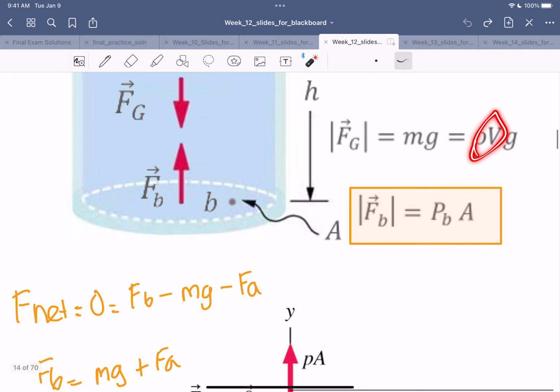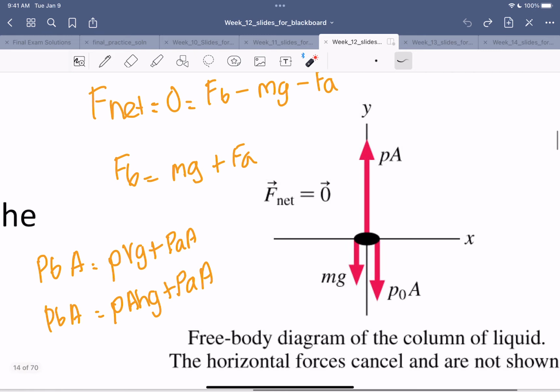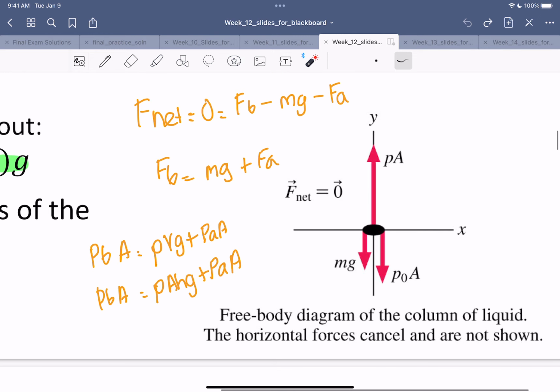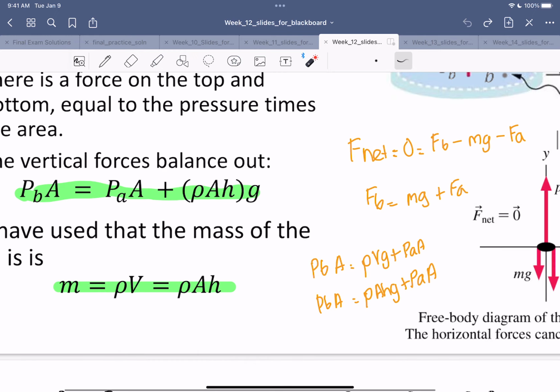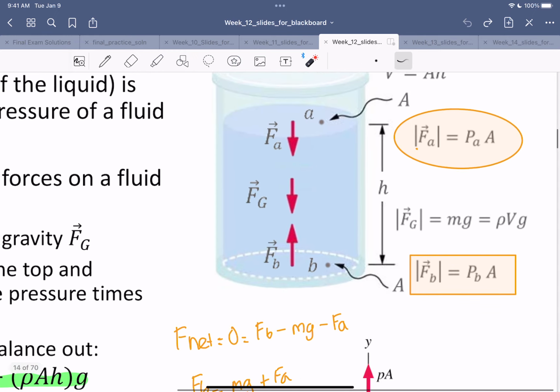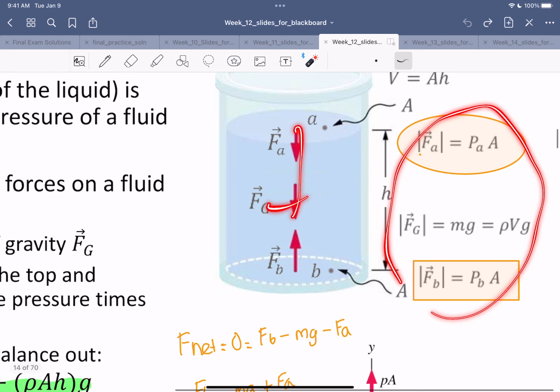Now, what is volume though? Remember kindergarten math, middle school math, volume is area times height, or base times height, whatever, right? So in this case, you can rewrite the volume as area times height. So you now have three components, three forces, that are acting on this column of water.